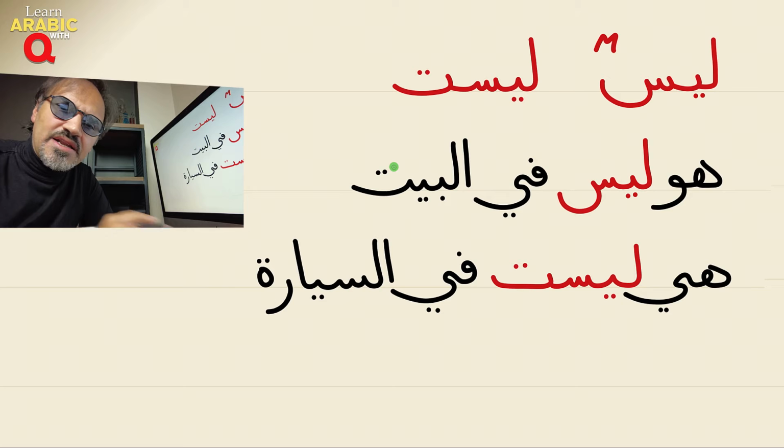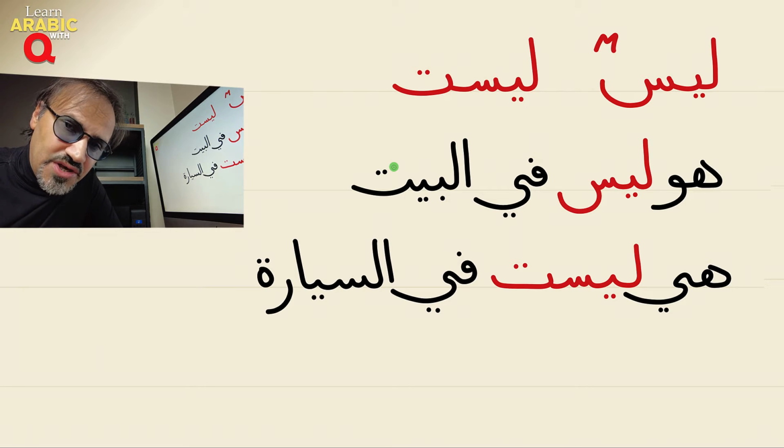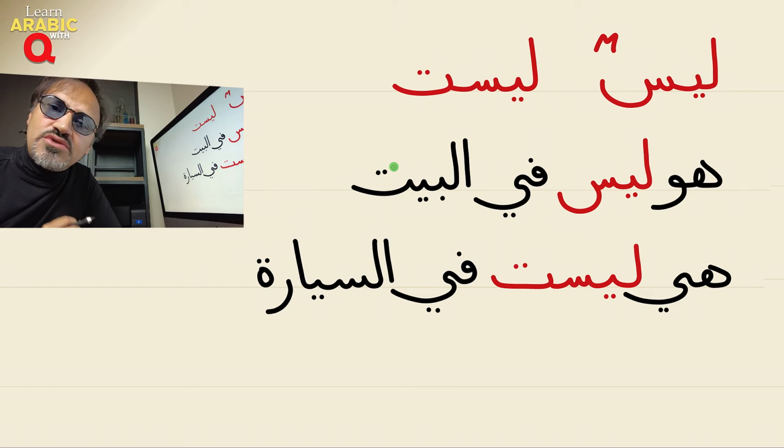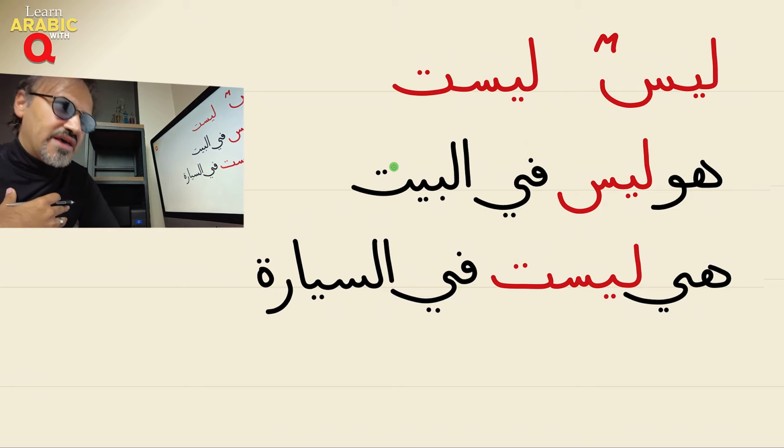Okay. Now, what if I wanted to say I am not in the house? Here, I, أنا. Now, the tool here is لست. لست. You see, we're revolving around these two letters, the le and the se. Okay? أنا لست في البيت. I'm not in the house.